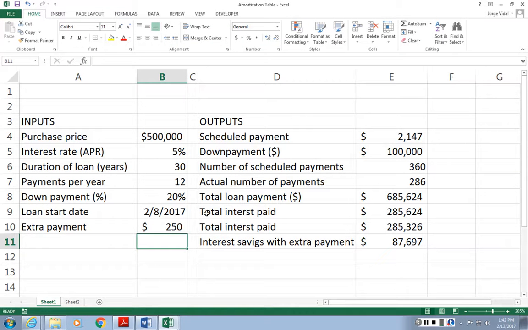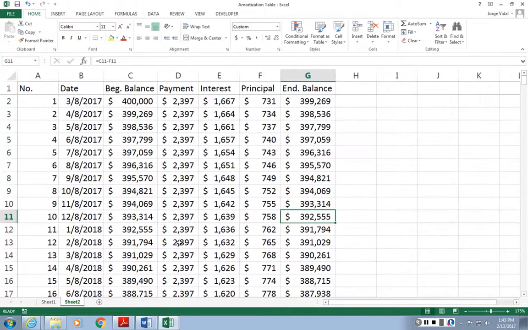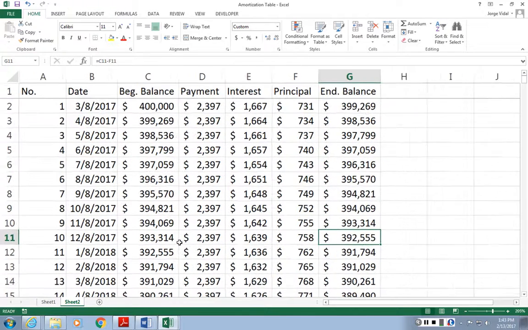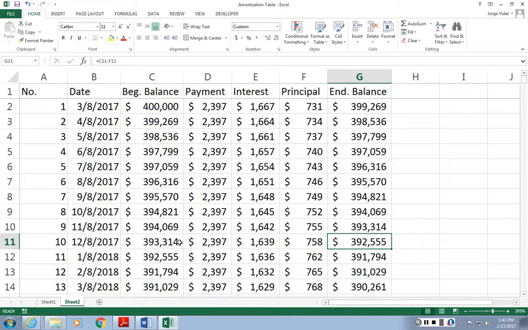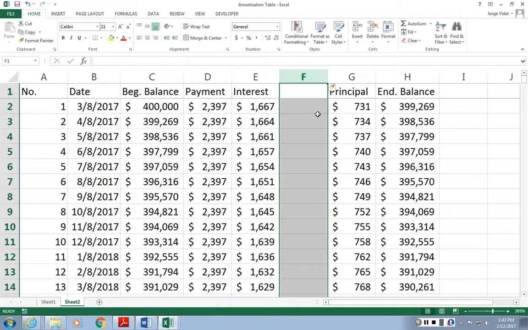Now, on this worksheet we have the inputs and outputs, and then in the second one we have the amortization table. So I want to add something to the table. Let's do the following. Right click on letter F and then insert. So now you have a new column between E and G.